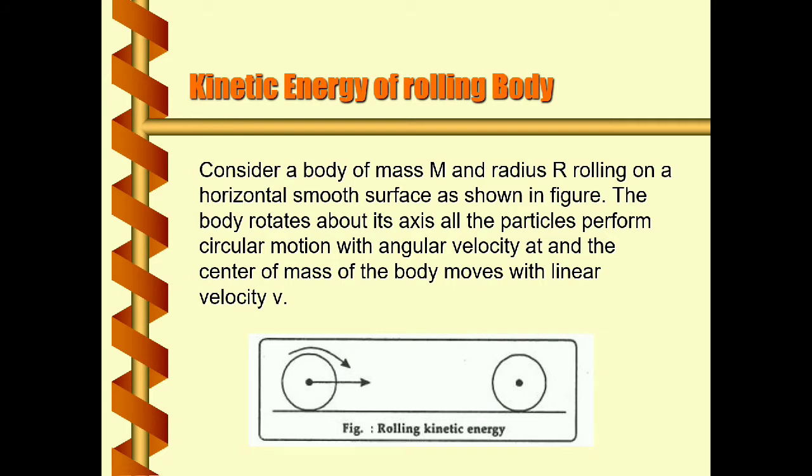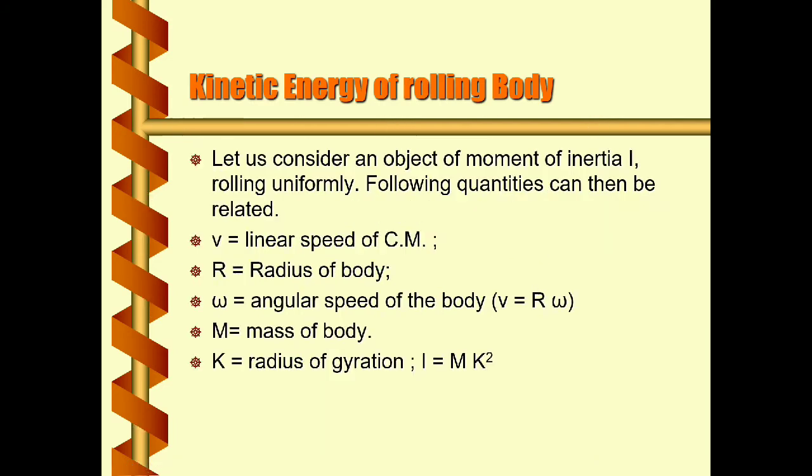Next, suppose we consider a body having mass m and radius capital R, rolling on a horizontal plane. Again we consider the combination of circular motion and rotational motion. Suppose we take the notations: v is linear velocity, capital R is the radius of the body, omega is the angular speed of the body, with v equal to r omega. Capital M is the mass of the body, capital K is the radius of gyration, and we already know the relation between I and K, that is moment of inertia I equal to mk square.